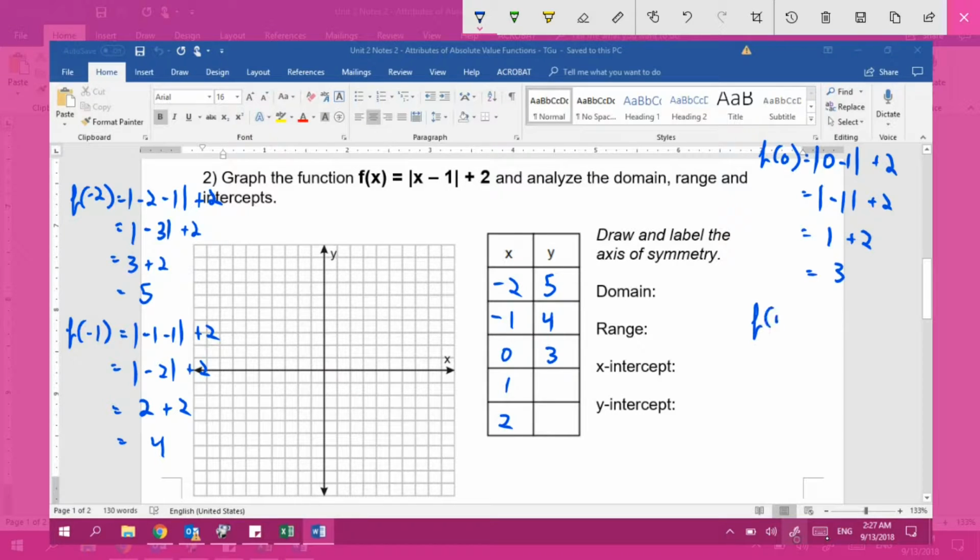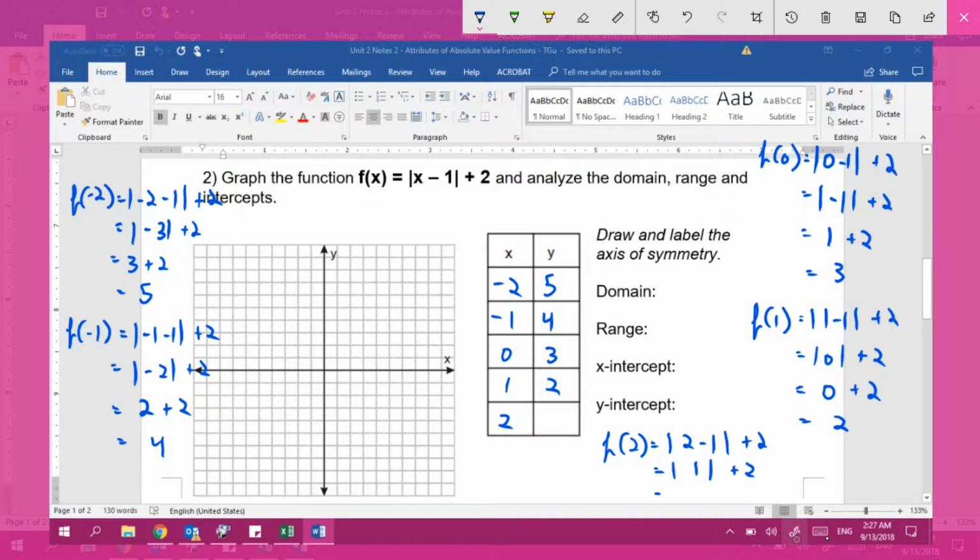Alright, now about 1. F of 1 is going to be the absolute value of 1 minus 1 plus 2. What's 1 minus 1? That's 0, so now we have the absolute value of 0 plus 2. Absolute value of 0 is just 0, so 0 plus 2, and that's going to be 2. And then lastly, f of 2 is going to be the absolute value of 2 minus 1 plus 2. What's 2 minus 1? That's going to be 1. Absolute value of 1 is just 1 plus 2, and 1 plus 2 is 3.